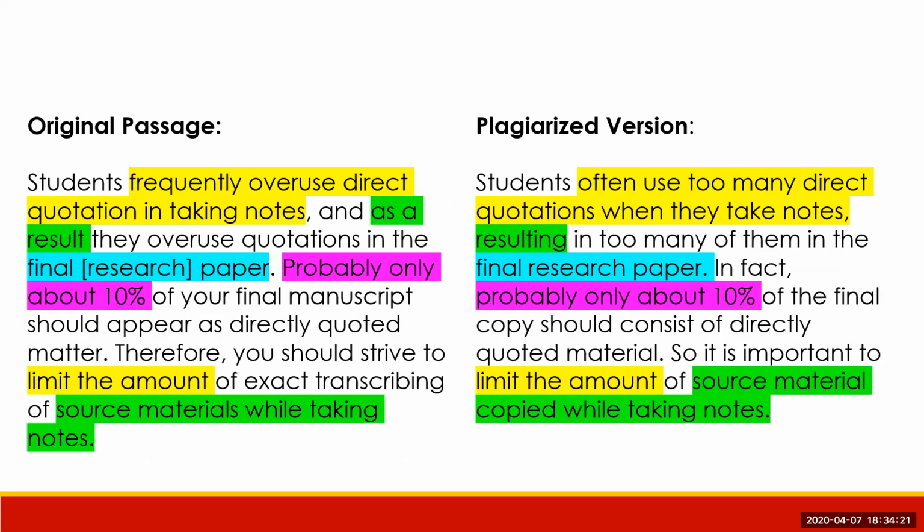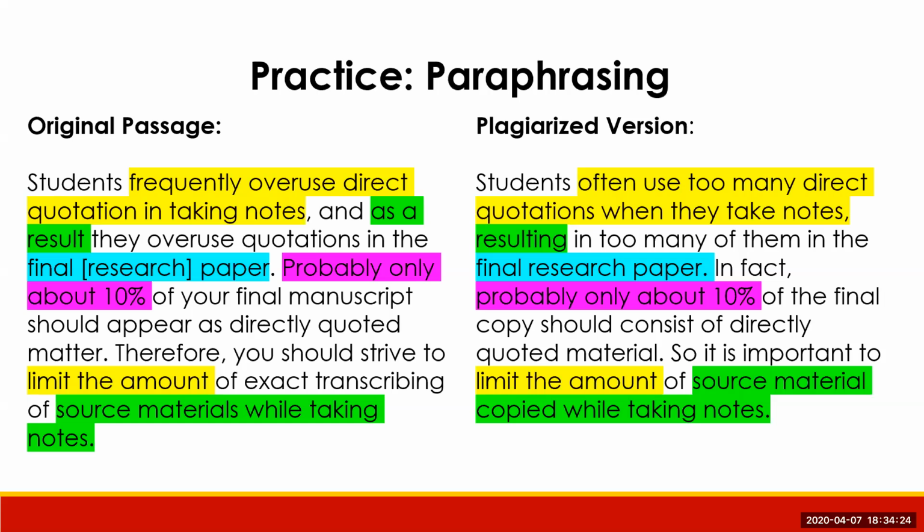Okay, so this is what I noticed were reasons for the original passage and the plagiarized version being an example of plagiarism. I highlighted here to make it a little bit more visually apparent why this version is plagiarism. If you look at the left side, "frequently overused direct quotations in taking notes." The plagiarized version says "often use too many direct quotations when they take notes." So it's essentially the same sentence, just worded differently.